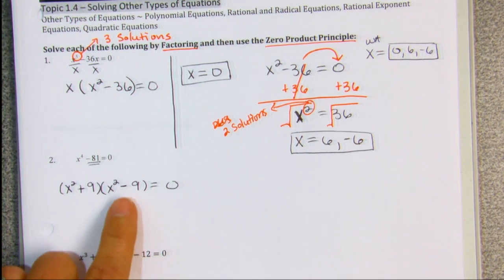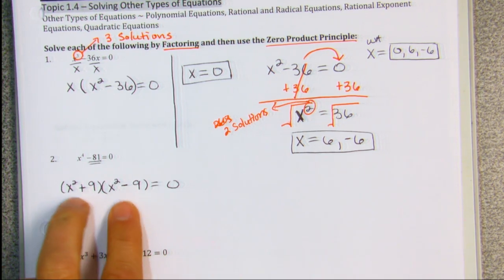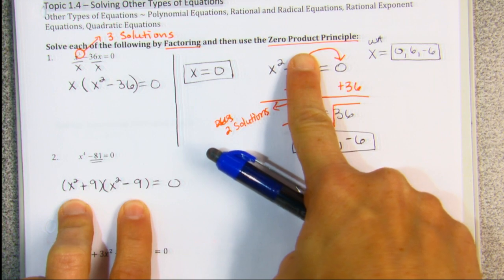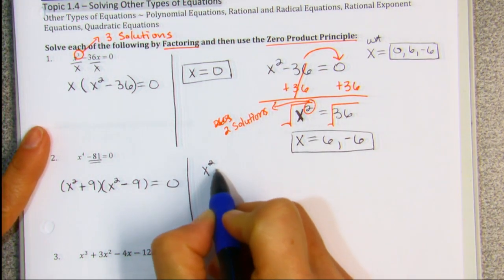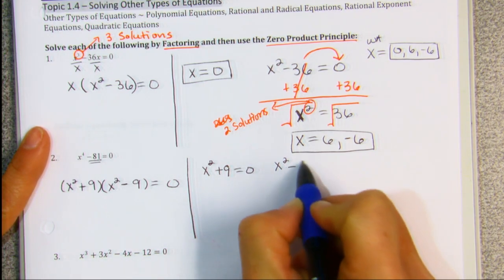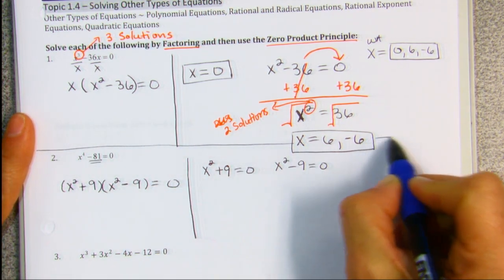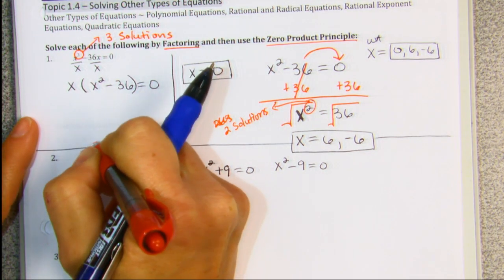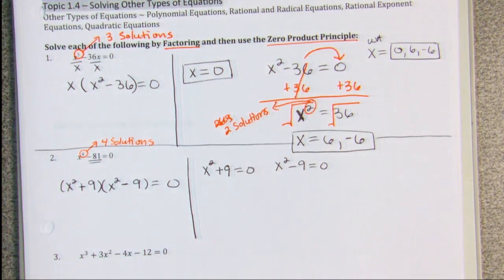Technically you could factor this one more, but not this one because it has a plus sign. But we aren't going to do that because it's quicker if we just go ahead and set them equal to 0. So if I have x squared plus 9 set equal to 0, and x squared minus 9 set equal to 0, I can go find those 4 solutions. Remember, I know there are 4 solutions because of the x to the 4th.